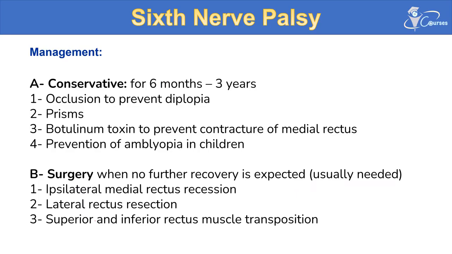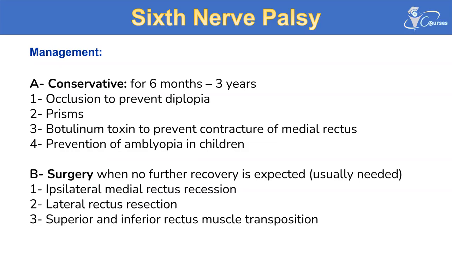The management here will be the same. For the conservative approach, we wait for spontaneous resolution unless there is another surgical cause, which should be managed by the relevant subspecialty, like you refer the patient to a neurosurgeon or neurologist. And during the time until there is a resolution, or for the first 6 months, you manage the patient with prisms and occlusion to prevent diplopia, and botulinum toxin injection to prevent the contraction of the medial rectus and prevent amblyopia in children.